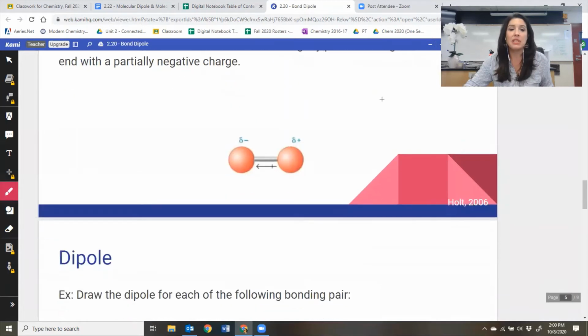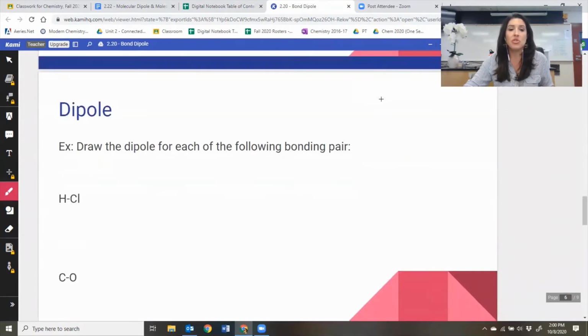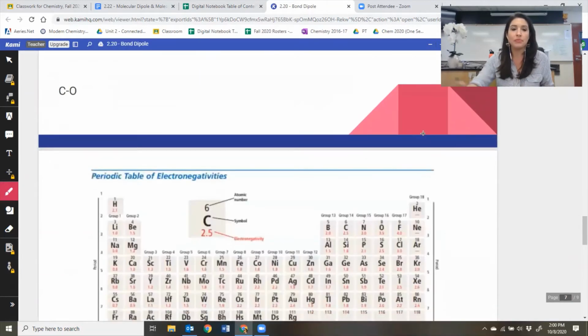So we'll look at some examples here. If we wish to draw the dipole for this bonding pair of hydrogen and chlorine, well, I think we should start by checking the Pauling scale and determining what the electronegativity values are for this. So I'm going to look up hydrogen and chlorine. I see that hydrogen has an electronegativity value of 2.1.